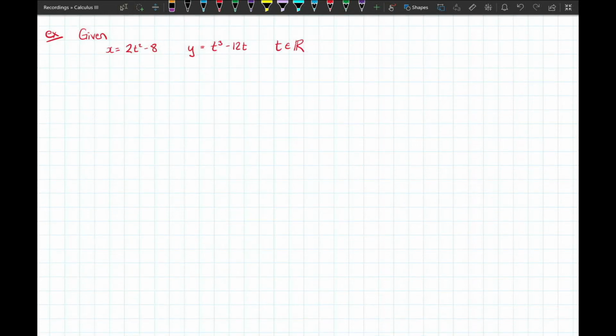Let's suppose that we have our parametric functions x equals 2t squared minus 8 and y equals t cubed minus 12t. So you can see that both of these are nonlinear. And for a parameter domain, let's assume all real numbers. Well, the first thing that we like to sometimes do to understand maybe the graph of this function is to figure out where the function has horizontal tangent lines or vertical tangent lines.